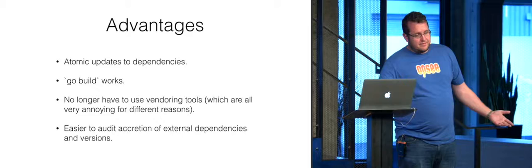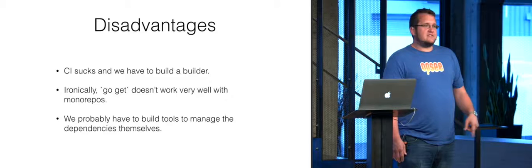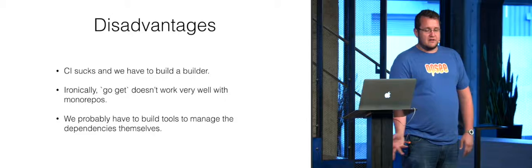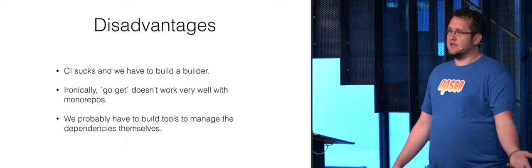Disadvantages: CI sucks. Monorepo CI sucks, and it's amazing to me because we've been using monorepos for like 100 years, but all of the CI SaaS products are very difficult to use with monorepos, and I don't really like that. Ironically, go get doesn't really work super well with monorepos. You end up having to write tooling around that. So we'll end up having to write tooling just for vendor management, basically tooling to handle go get and getting dependencies into a monorepo.